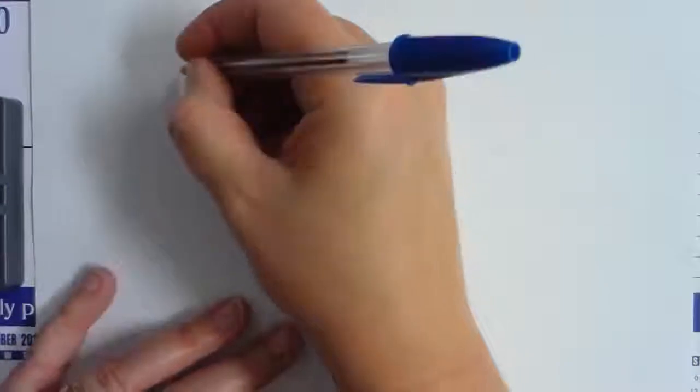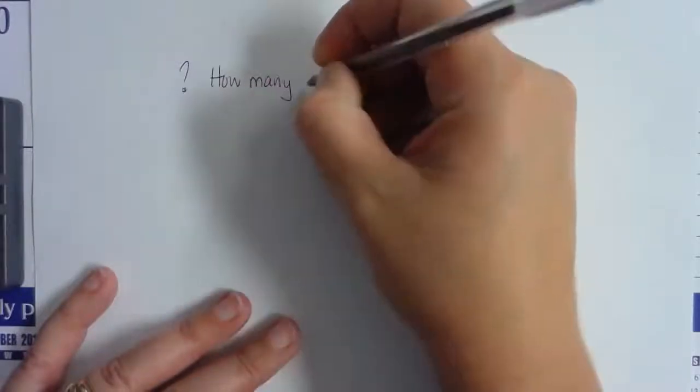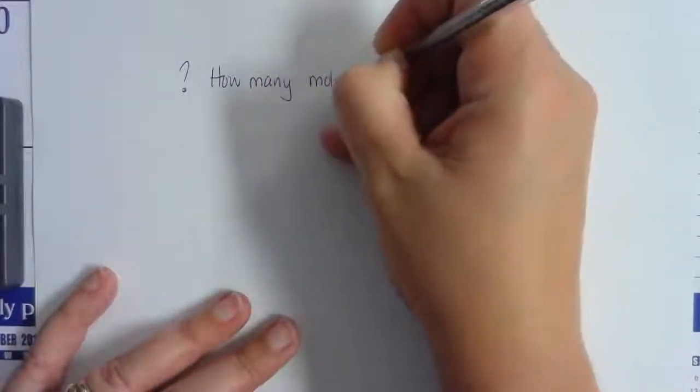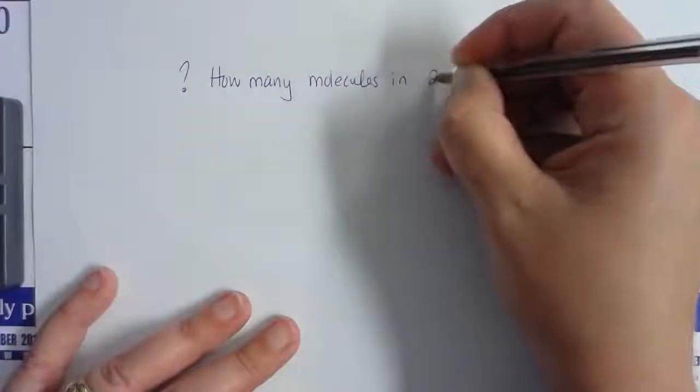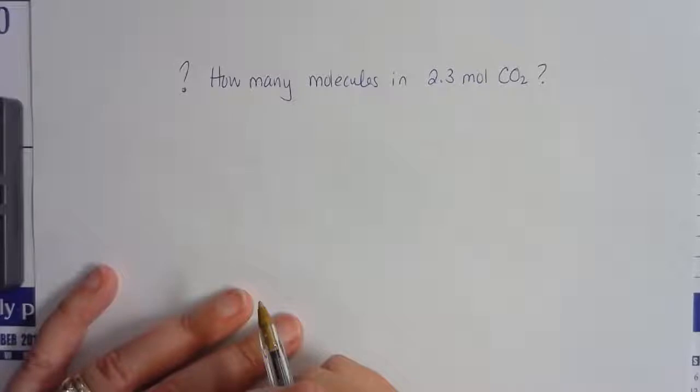All right, so let me make up a problem. Let's see. Here's your question. It's going to be how many molecules in 2.3 moles of CO2. So they're giving me a unit, moles of CO2.